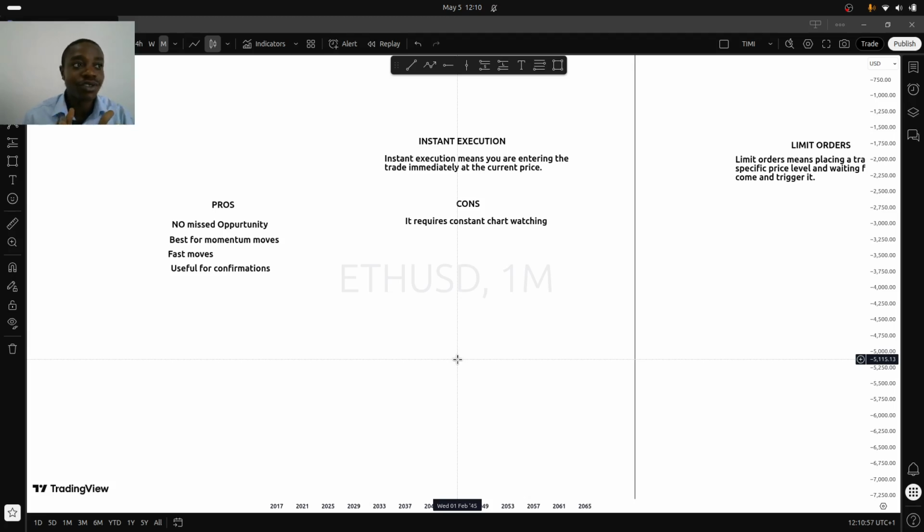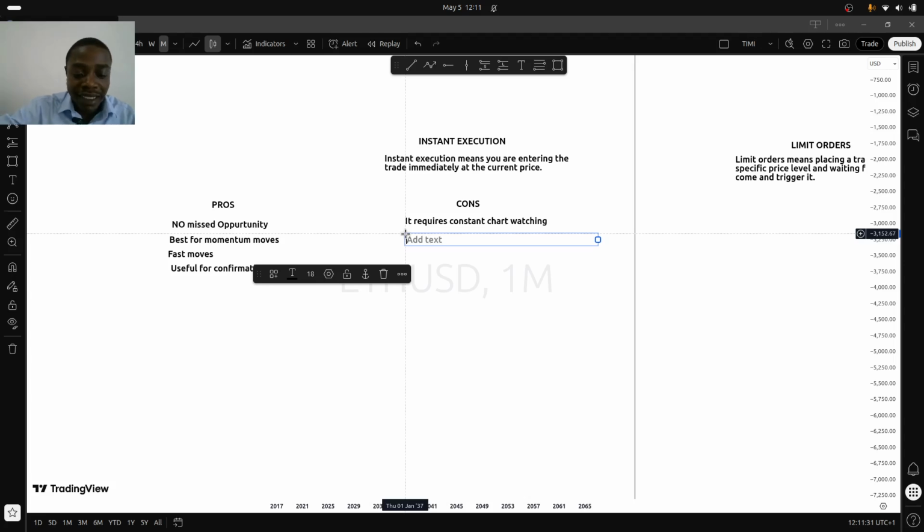But for instant execution, you have to be watching the chart. Market might come to where you were supposed to enter and then spike and maybe leave you, but might still come back. So you just have to be watching the chart. It places you in an emotional pattern where you are just looking at fast movement of candles. So those are some of the cons. It requires constant chart watching. Another con is that this is really tricky: you start chasing entries.